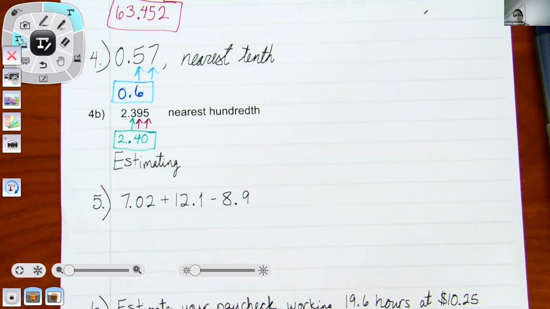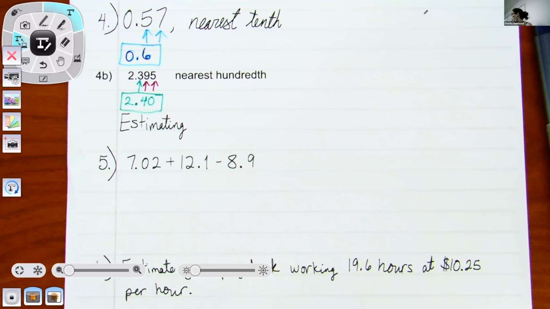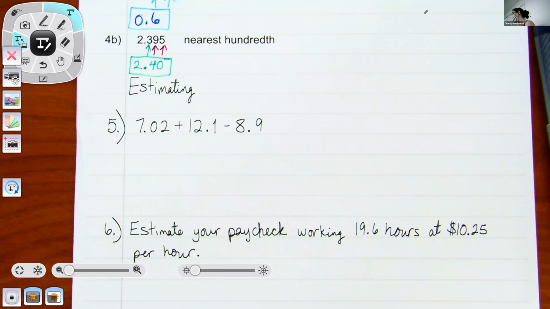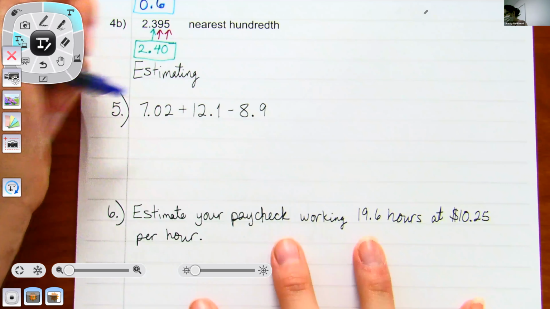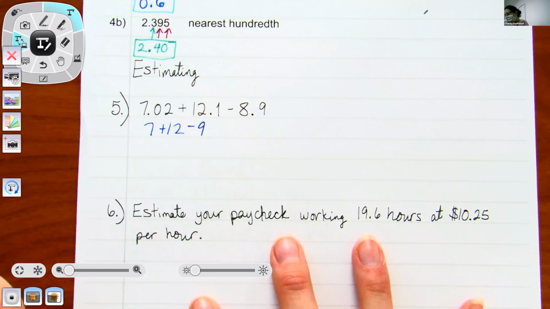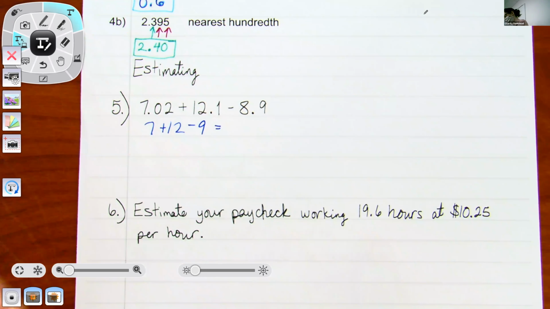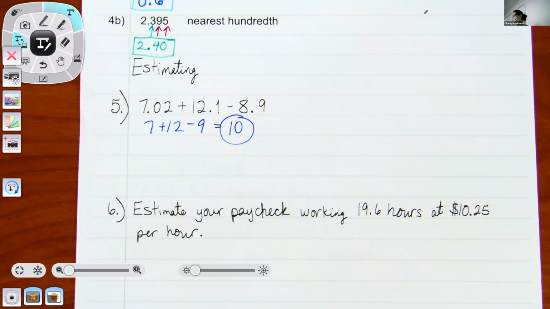Estimating. So when they say estimate on this problem here, they really mean estimate. So sure, you could just type it in your calculator, but that's not what they're looking for. They want you to actually round each number and then do it. So they would want you to do 7 plus 12 minus 9. So 7 plus 12 is 19, minus 9 gives you 10. If you give the exact answer, they're probably going to count it wrong because they want you to estimate it.